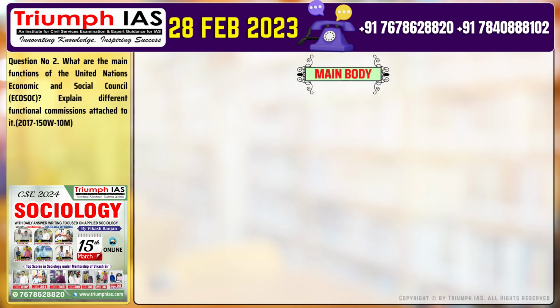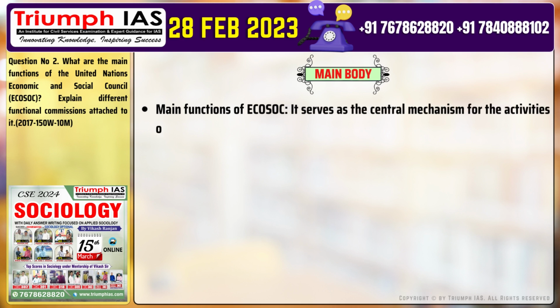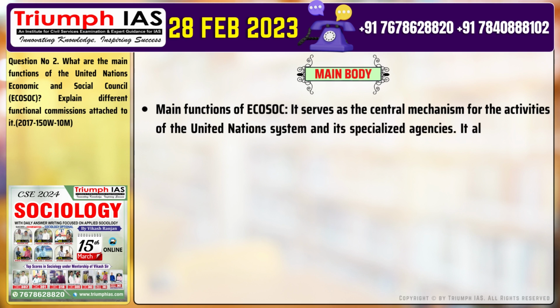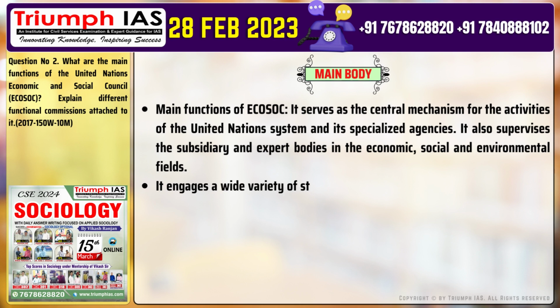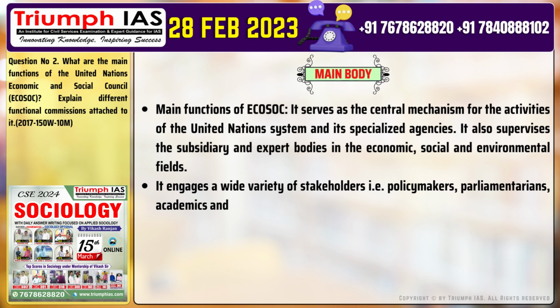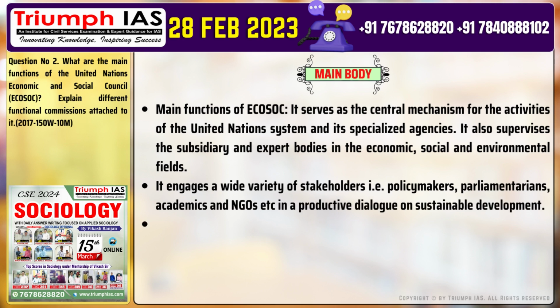Let's start with the main body of the answer. Number 1. Main functions of ECOSOC. It serves as the central mechanism for the activities of the United Nations system and its specialized agencies. It also supervises the subsidiary and expert bodies in the economic, social and environmental fields. Number 2. It engages a wide variety of stakeholders, i.e. policymakers, parliamentarians, academics and NGOs etc. in a productive dialogue on sustainable development.